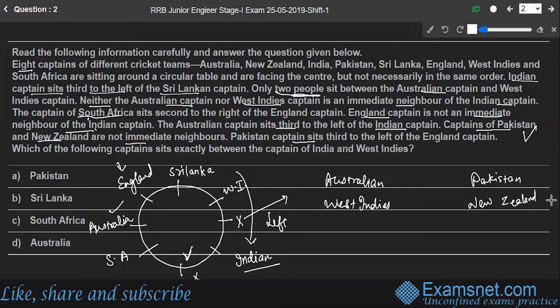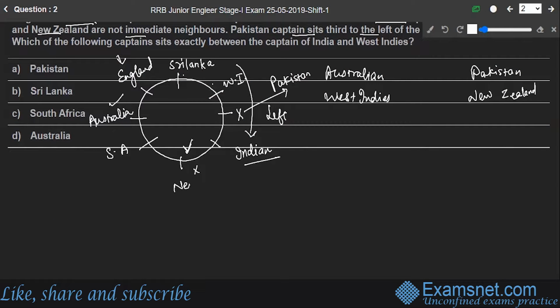Pakistan captain sits third to the left of the England captain. So 1, 2, 3. This is the Pakistan position. And this position is held by the New Zealand then. So these are the final positions of all the captains. And now let's look at the question.